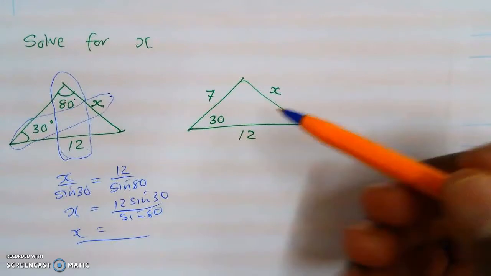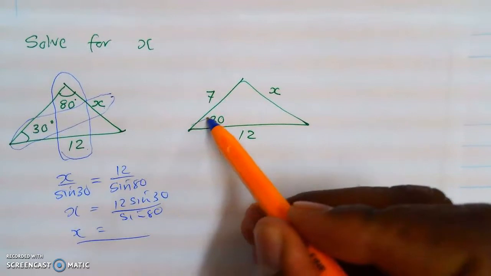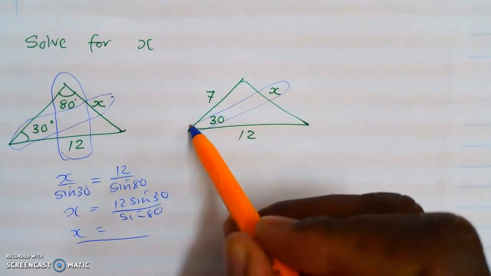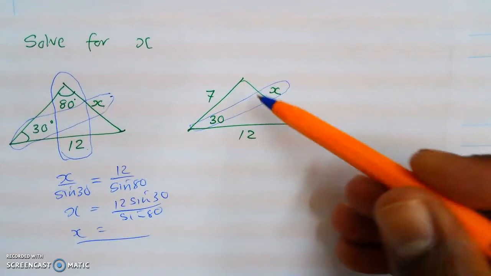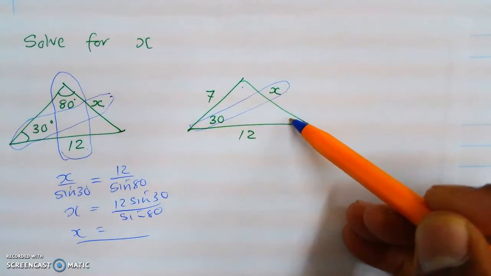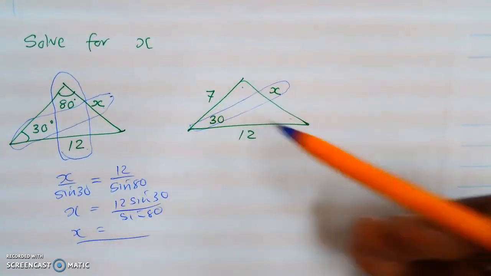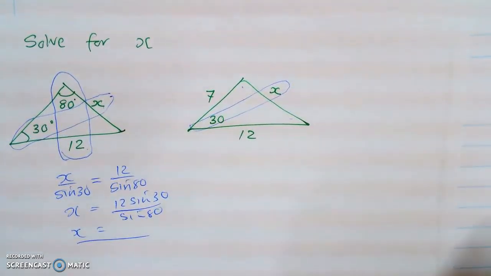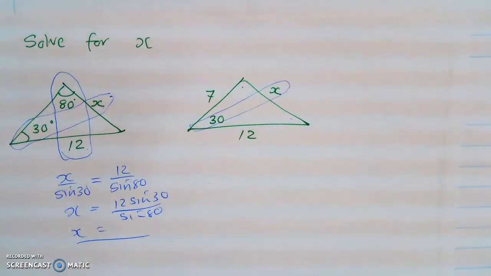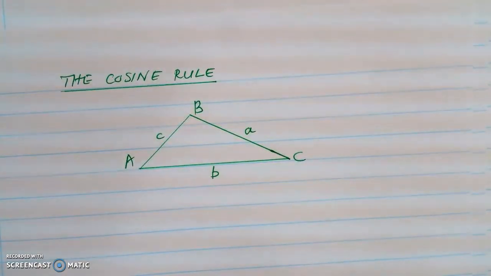Now, how about this triangle here? Again, we have to look for a complete pair. There we go, we have to find this, but there is no complete pair in this case. We don't know that angle, and there is no way we can find that angle if we don't know this one. And even here, we don't know this angle, and we can't find it. Therefore, in such a situation, we will need another formula to calculate the value of x. That then leads us to the cosine rule.